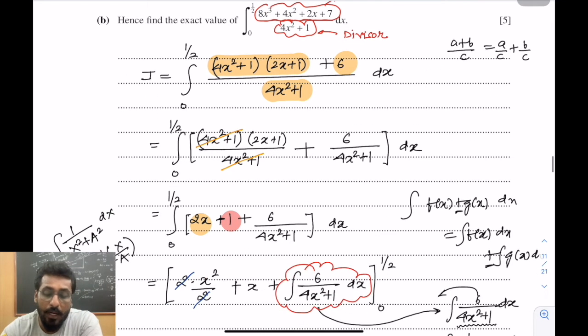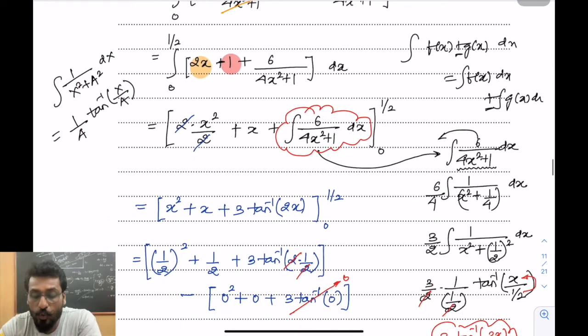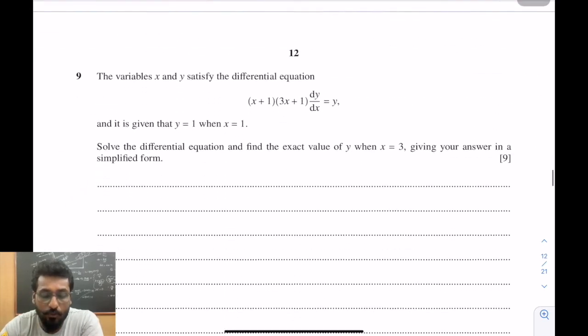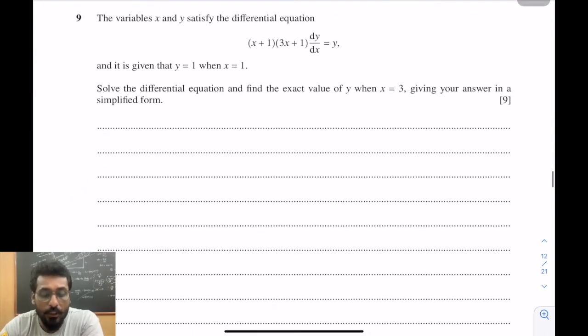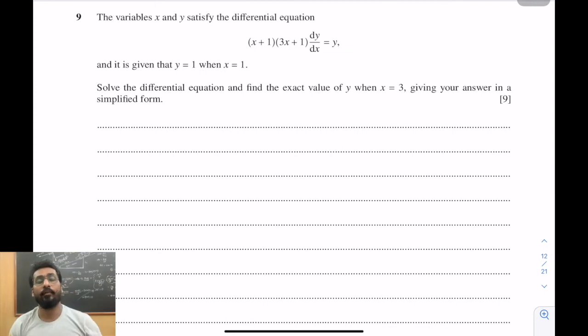So that's the B part. It was for 5 marks, students, isn't it? So a pretty simple question for 5 marks. It's time for us to move on ahead with the next question now. Let's understand what the next question is. The next question, students, is based on differential equation.